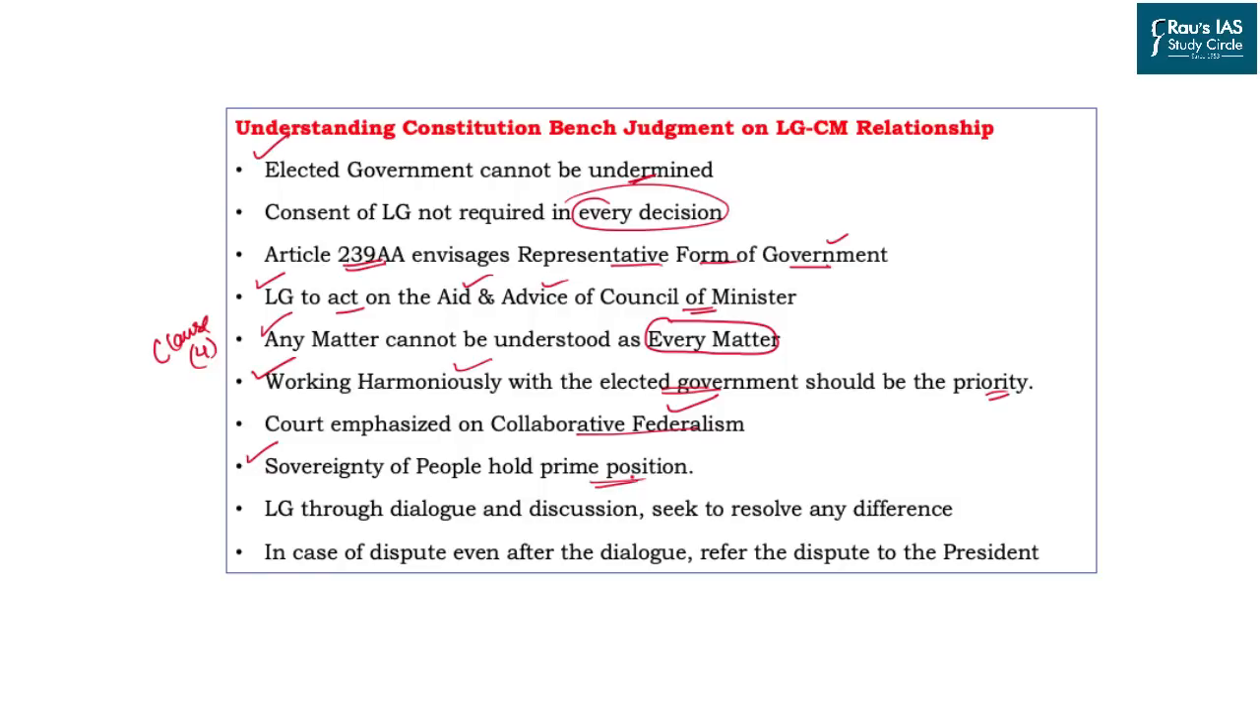Then comes the concept that the Lieutenant Governor, through dialogue and discussion, should try to resolve any differences and not render his own advice in a unilateral manner. Whenever there is a difference, the Lieutenant Governor should take the initiative to call the Chief Minister or the Council of Ministers to conduct a meeting, providing a platform for dialogue and discussion on any issue. And if the dispute is not resolved even after the dialogue, then he should refer the matter to the President. But before that, collaborative efforts should be made.